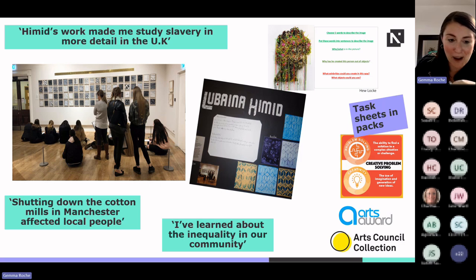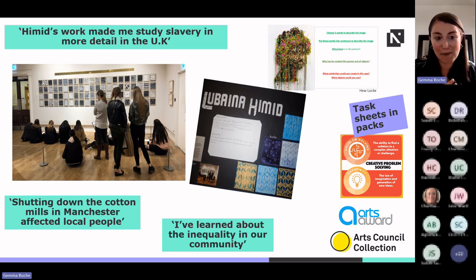Going into this exhibition instilled compassion within the young people, and it helped them to understand the stories of the work on display. The artist there is called Lubaina Himid, and she created work about slavery and the cotton mills in Manchester. That led them to talk about the steelworks in Sunderland and their community, and how they were affected when the steelworks shut down. So it went on this magical journey of local history discovery, and they were talking about their families, and it was just really magical.